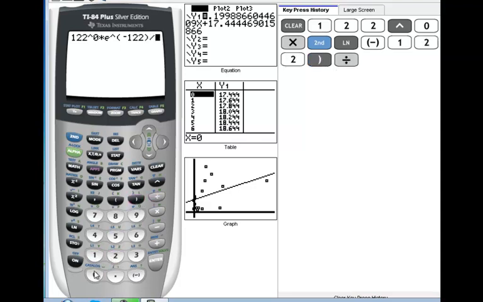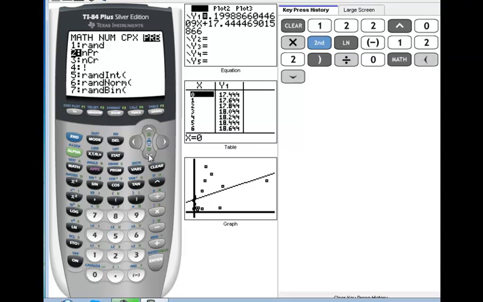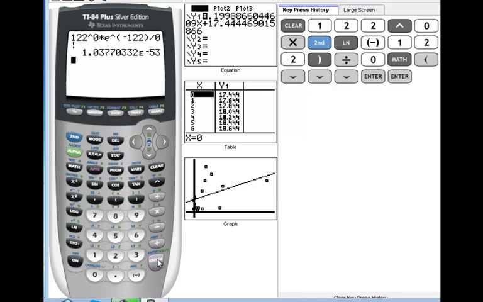Divided by 0 factorial. To access your factorial, hit math. You can hit the over arrow 3 times or just hit this arrow 1 time and come down to factorial, hit enter, and then enter again.